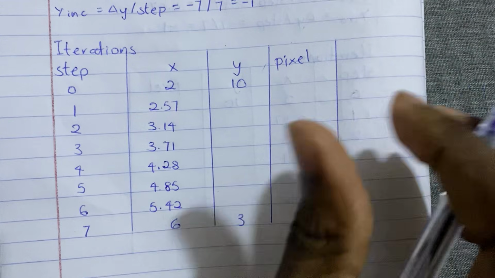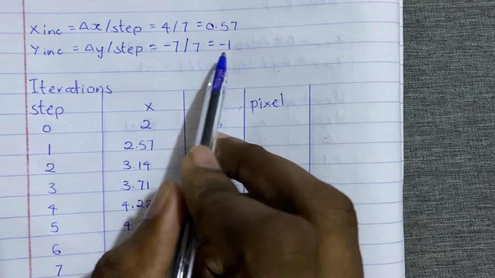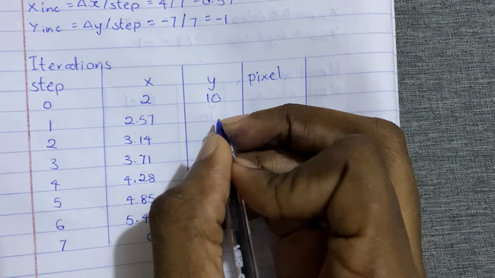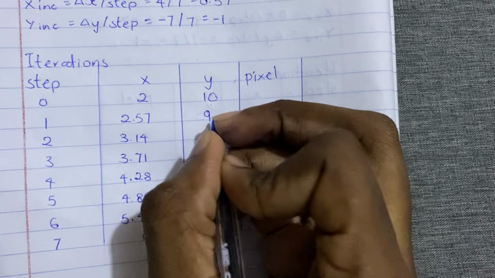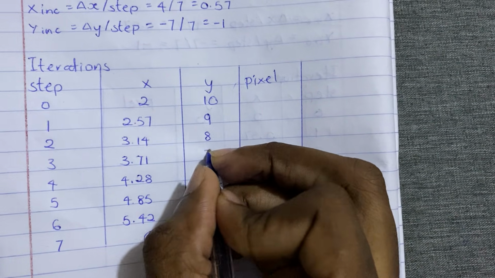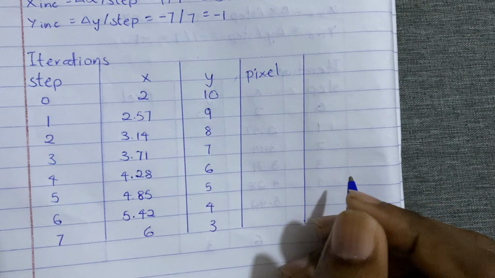For our y values, we know we are incrementing by -1, so we are adding -1 to it. So 10 minus 1 is 9, 9 minus 1 is 8, minus 1, 7, 6, 5, 4.